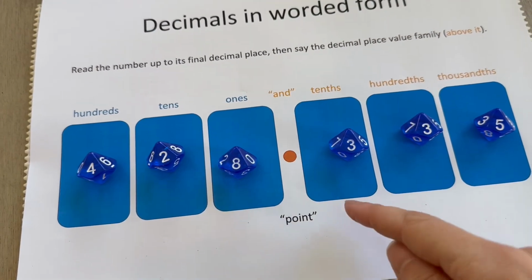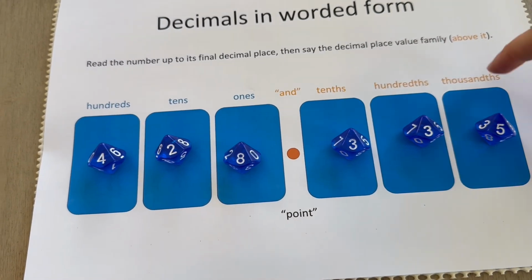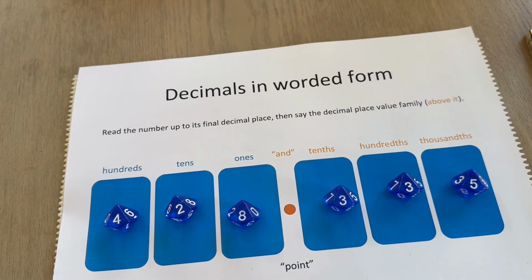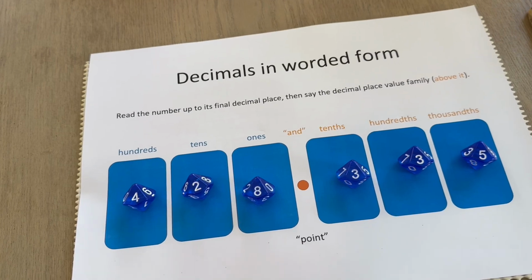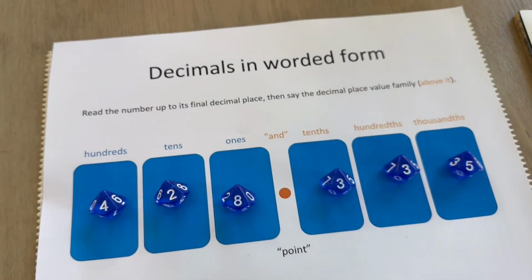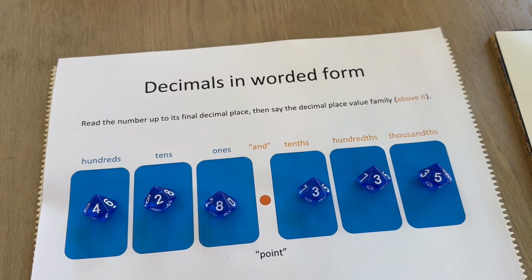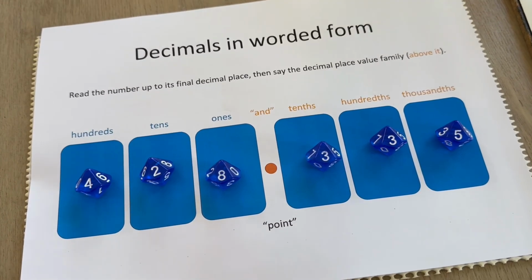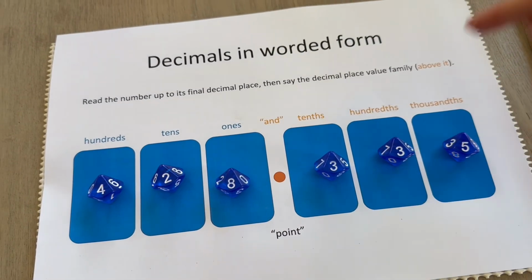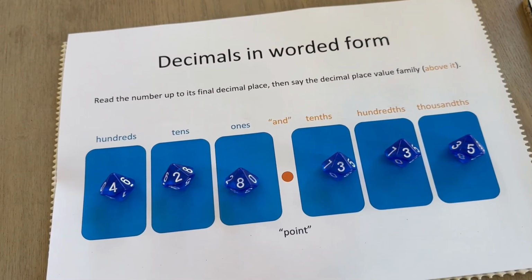Or 8,335 thousandths plus the 420. So you can mix and match them, essentially. But the main official way to say it is 428 wholes, or 428 ones, or 428 as a regular number, 335 thousandths. So you read it, and then you say the final place value at the top.